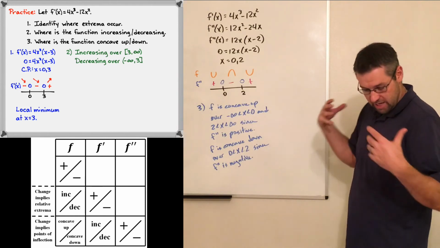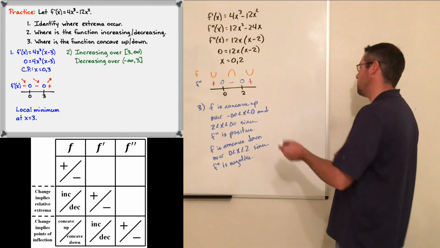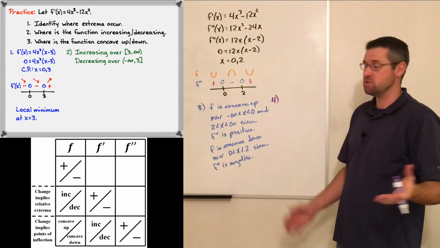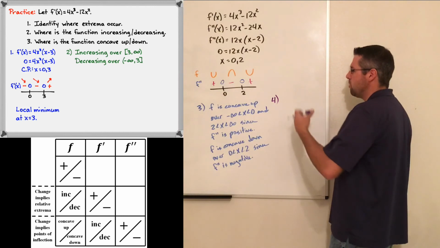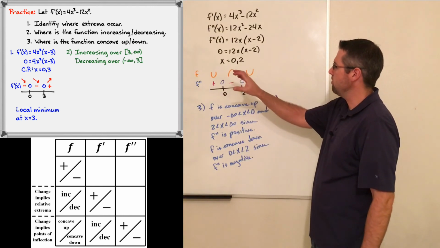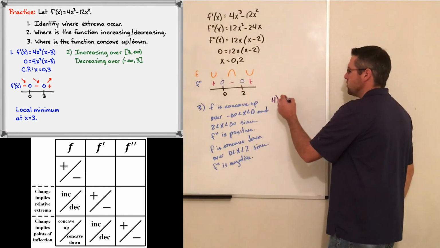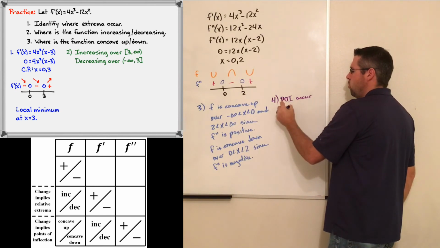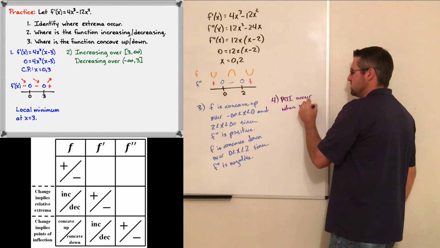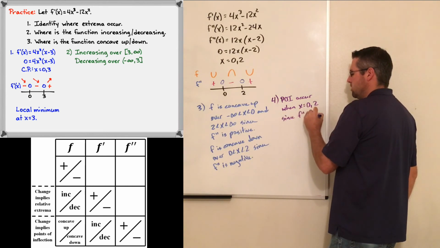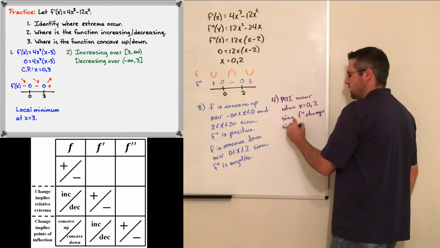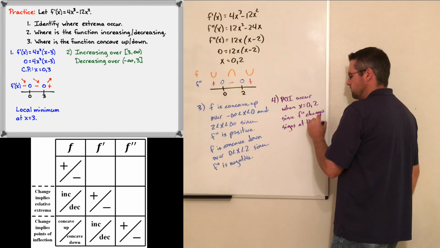And now I'm gonna add a question to this. I'm gonna say question number 4, identify where the points of inflection occur. Well, that's pretty easy. Points of inflection occur when f double prime changes signs. So we would say points of inflection occur when x equals 0 and 2, since f double prime changes signs at these points.